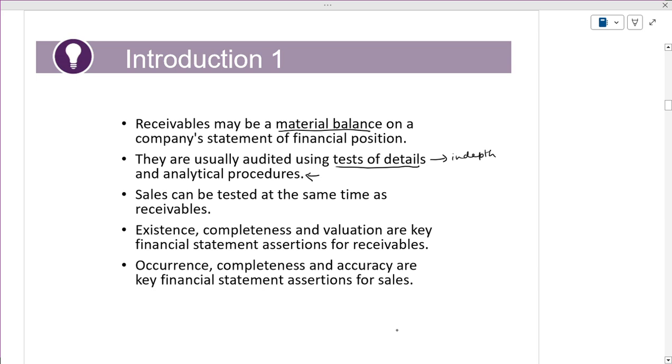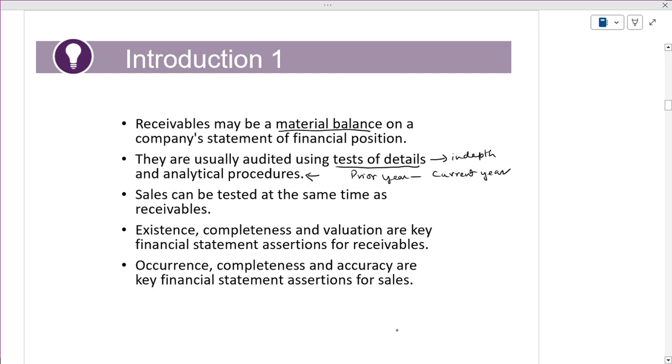Analytical procedures are nothing but similar to our ratio analysis. Debtors turnover period, for example. When we are talking about debtors turnover period, we are talking about how many days we are going to cover. When we are talking about analytical procedures, we also take what happened in the prior year and what happens in the current year.